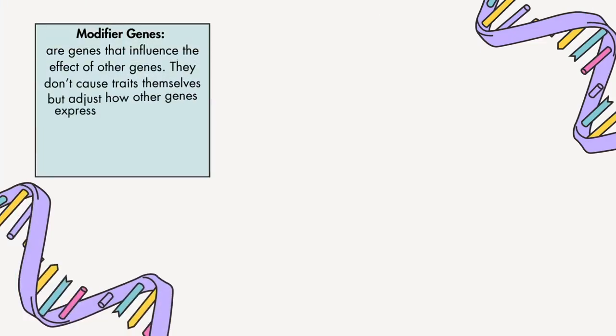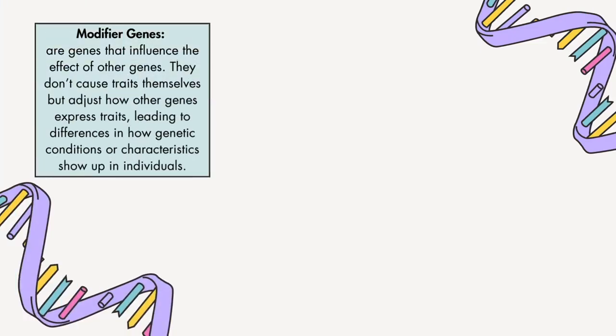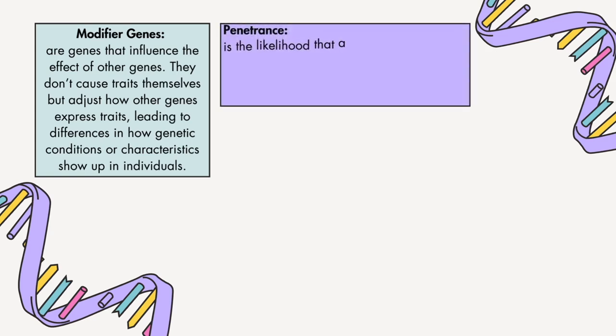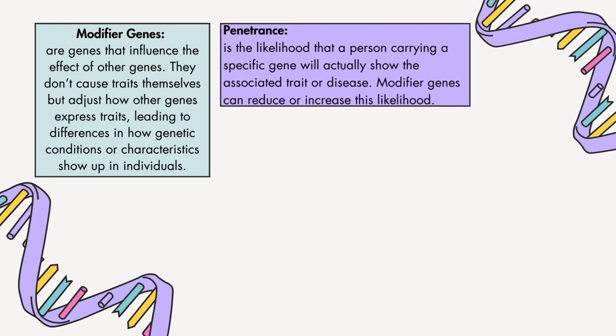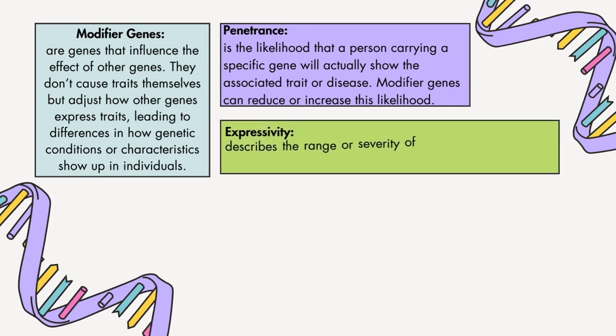In summary, modifier genes are those genes that influence the effect of other genes. They don't cause traits themselves, but adjust how other genes express traits, leading to differences in how genetic conditions or characteristics show up in individuals. Penetrance is the likelihood that a person carrying a specific gene will actually show the associated trait or disease. Modifier genes can reduce or increase this likelihood. Expressivity describes the range or severity of symptoms in individuals with the same genetic mutation.